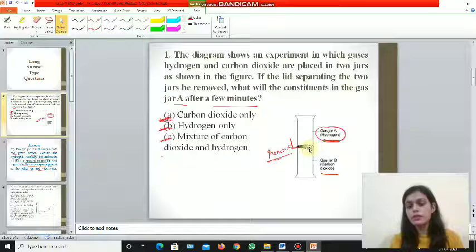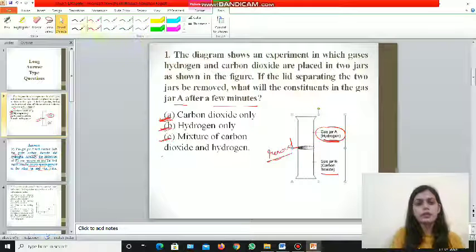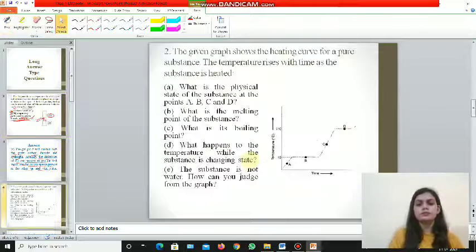when we remove this lid, the particles of both the gases move to the other side, like hydrogen molecules move this side and carbon dioxide moves the upper side, and they mix together. So we can say that in jar A there is a mixture of carbon dioxide and hydrogen. So the correct answer is C.